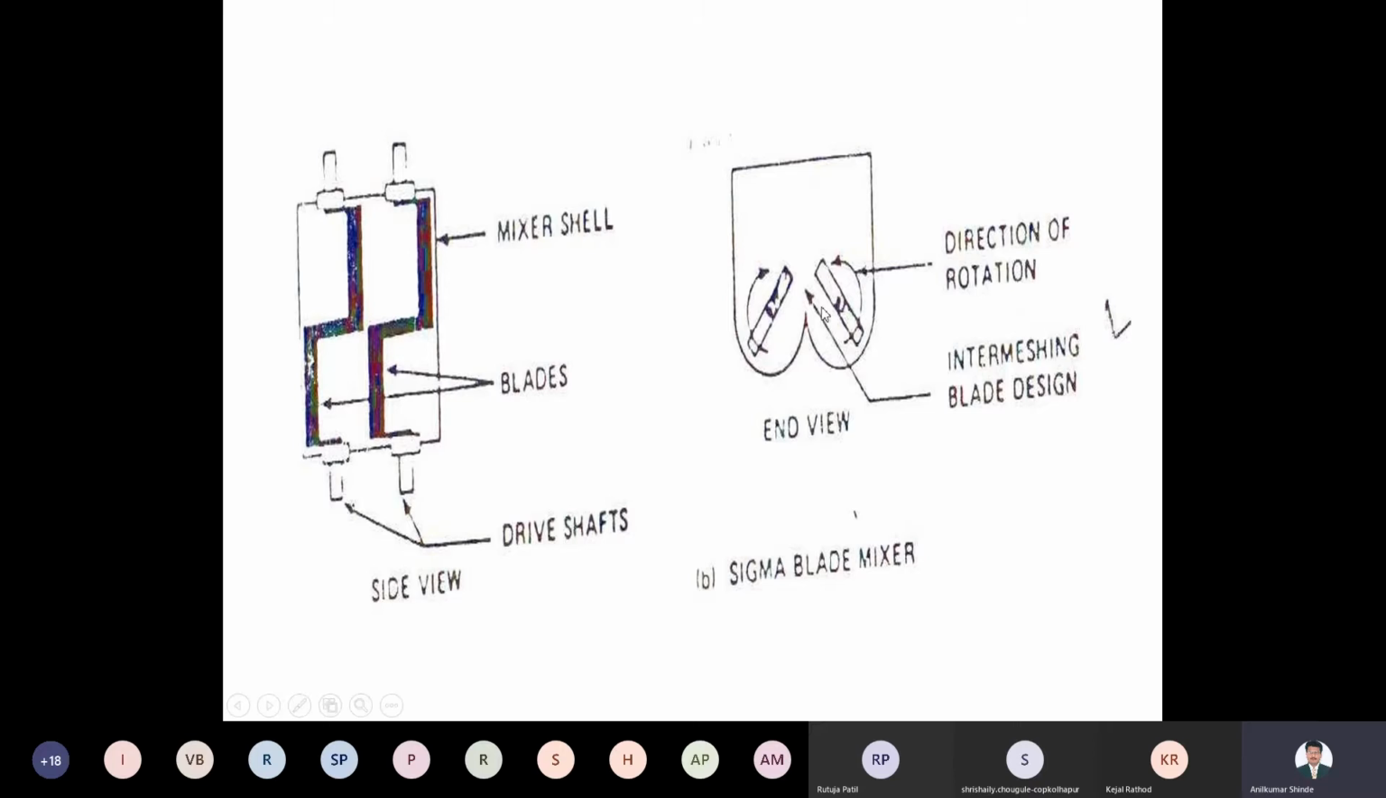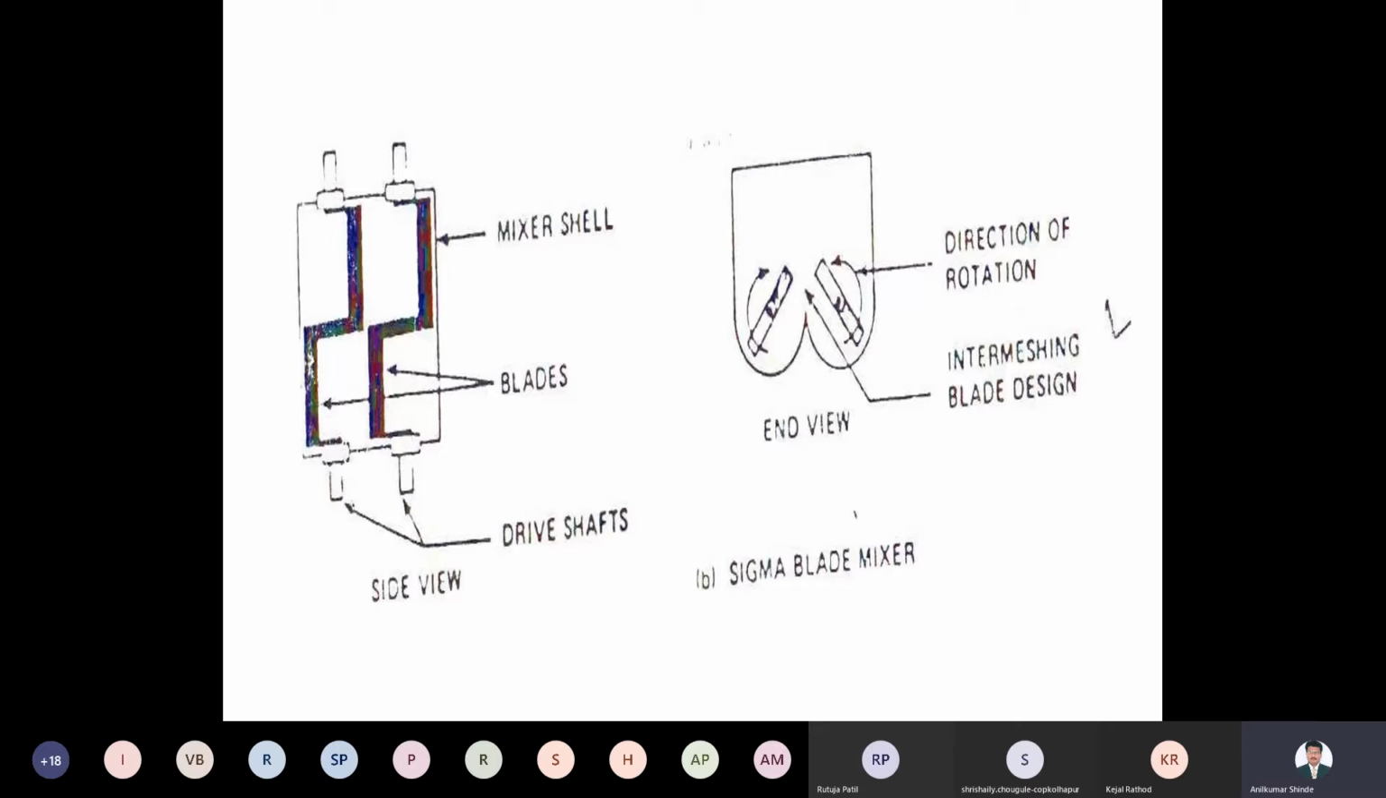The second is the end view. This shows the direction of rotation. These are the shafts. One shaft rotates anti-clockwise, and the second shaft rotates clockwise. The gap between the wall and the blades is very minimum. So when the material passes between them, the mixer creates shearing with the help of this, and with that shearing it produces the highest mixing.